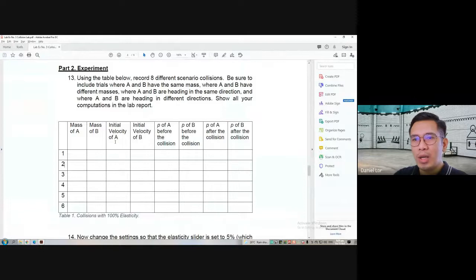So you have to input here your initial velocities for both mass A and mass B. And you have to compute for the momentum, P. P is momentum, right? P for mass A and mass B before collision and after collision. So this is their first collision. Also take note that this one is for collision with 100% elasticity. Meaning, your objects or your balls are 100% elastic.